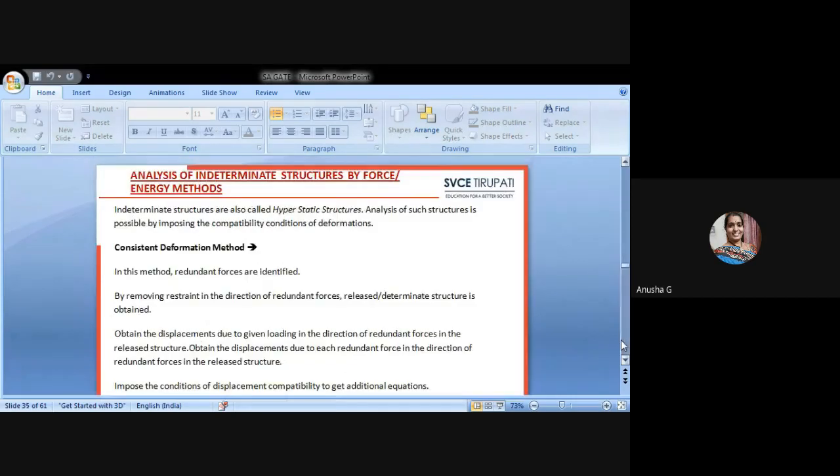This is another equation. Next, we will see the analysis of indeterminate structures by force energy methods. Up to now, whatever we have seen or learned are the displacement methods. Now, whatever we are going to study are all the force methods, force energy methods. The analysis of indeterminate structures will be learned through the force methods.